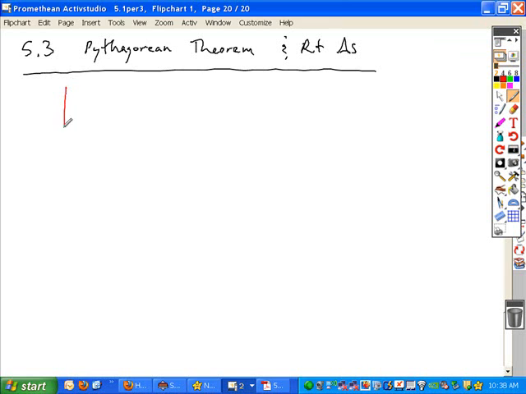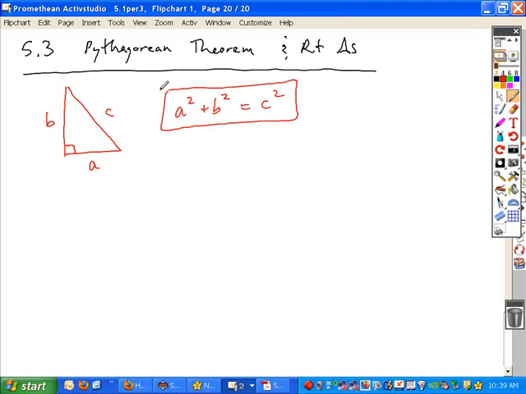Okay, Pythagorean Theorem involves right triangles, and most of you know the relationship. The Pythagorean Theorem states what? In a right triangle with legs A and B and hypotenuse C, the sum of the squares of the legs is equal to the square of the hypotenuse. And so this is a relationship that's pretty familiar to anyone that's studying geometry.